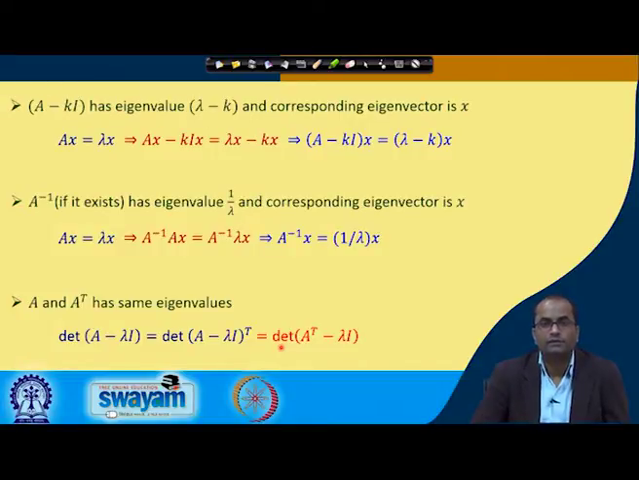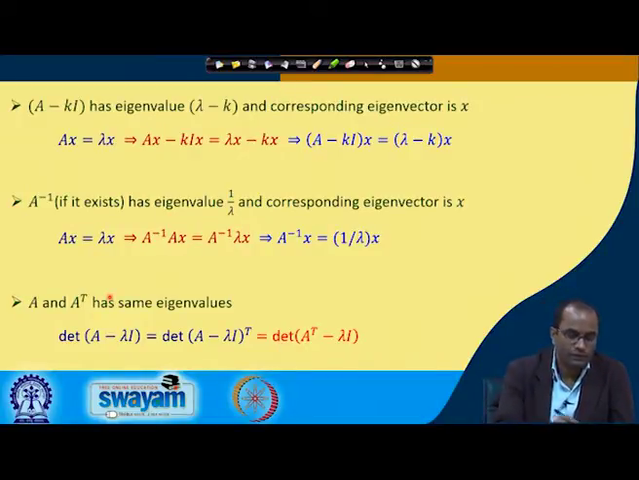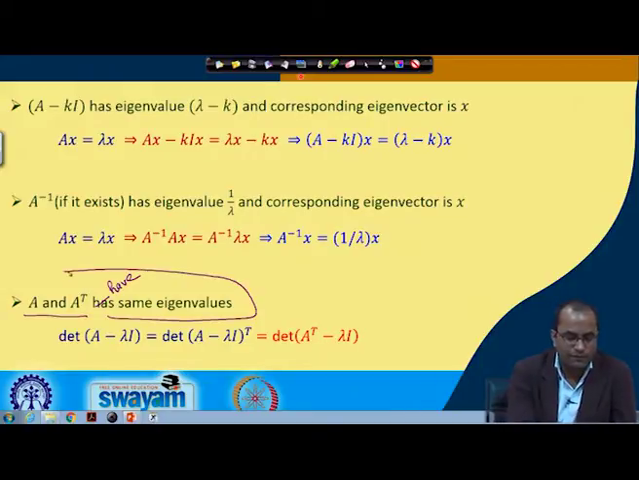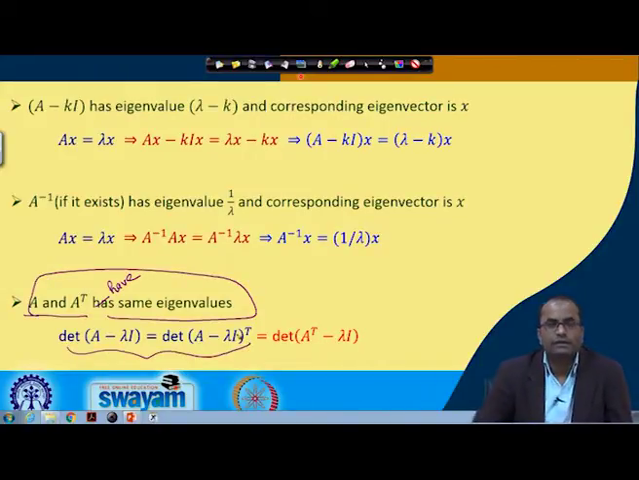That means they will lead to the same eigenvalues. So, here the result is that A and A transpose will have the same eigenvalues. So, that is another important result which we can easily find out with the help of this determinant property.